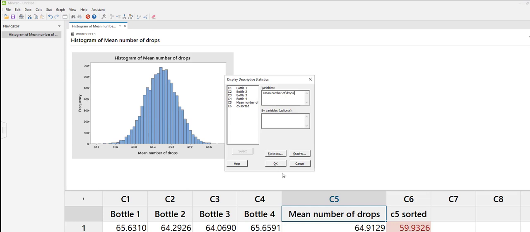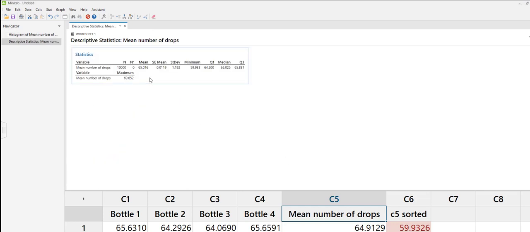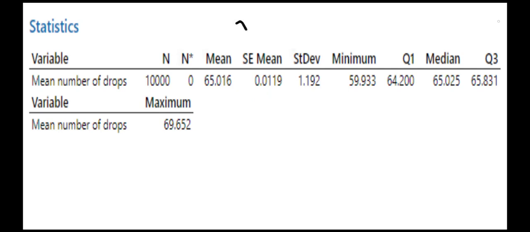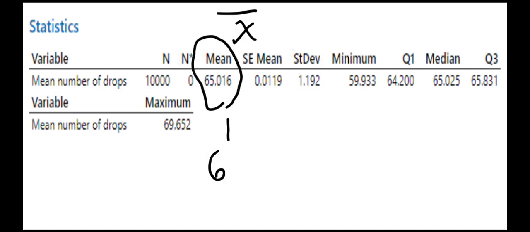And if we look at its descriptive statistics again for the mean, let's see what that comes out to be. So here the mean is again about 65. Let me just take it in another box for you. And the standard deviation is how much? 1.192, which you may round to 1.2. So let me bring it in a new window and talk about it. So here are the distributions of X bars, the sample means, and the mean of the sample means is about 65 if we round it, 65 drops.